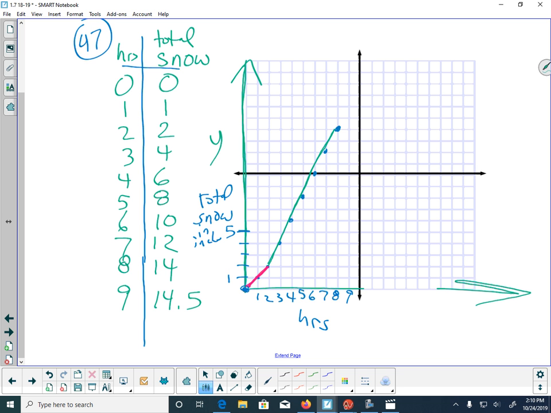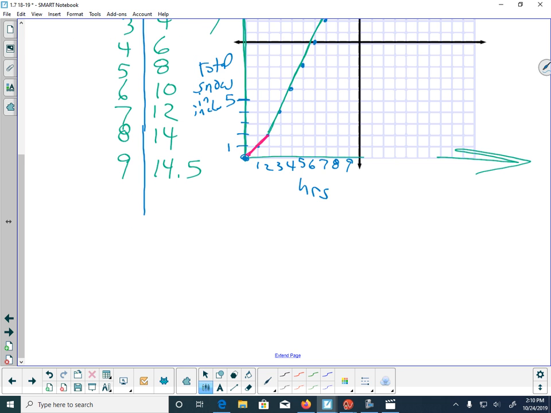Yes? And then I got one last piece that is going from 8 to 9, and it goes from 14 to 14.5, like this. Are we okay with this? So your task now, table came first, graph came second, at least that's how I'm recommending that you do this. And now we need to write our piecewise function to fit this data and this graph.